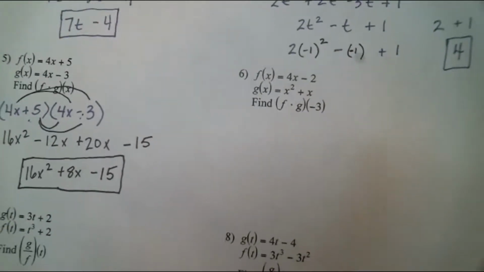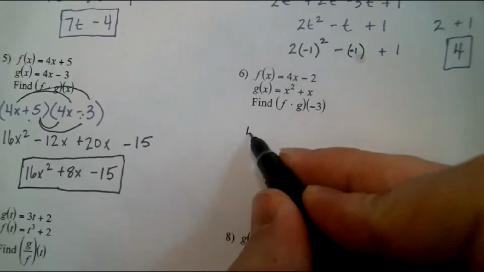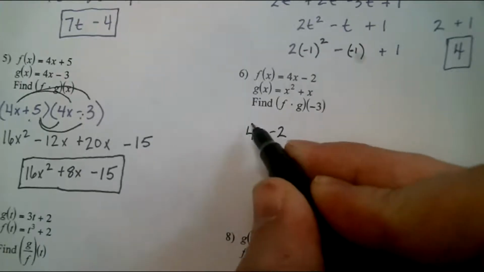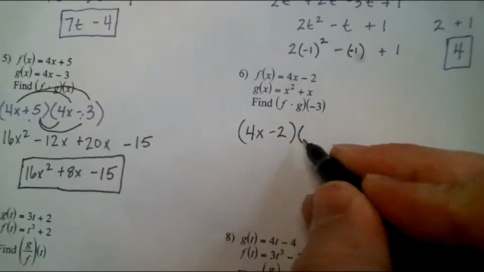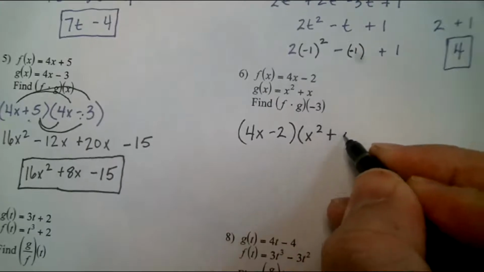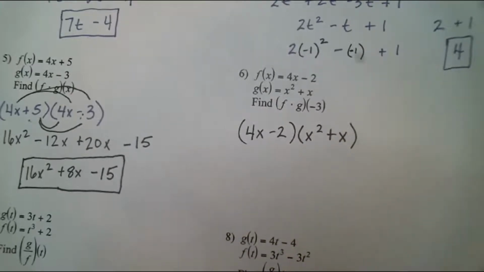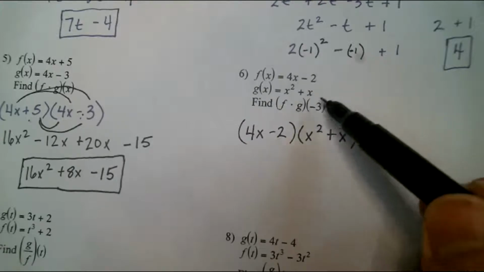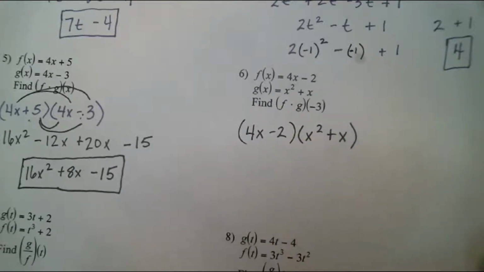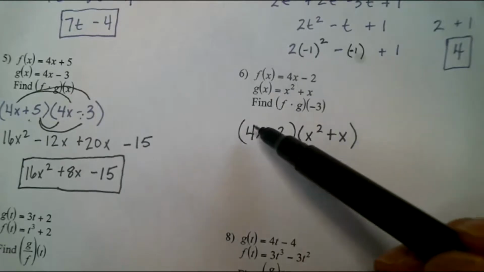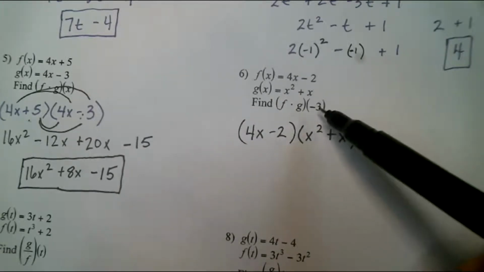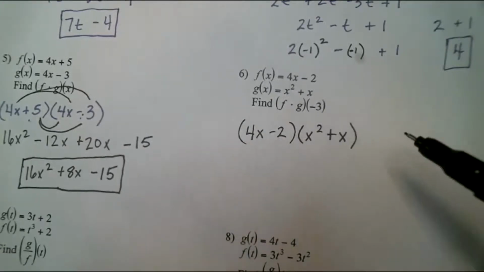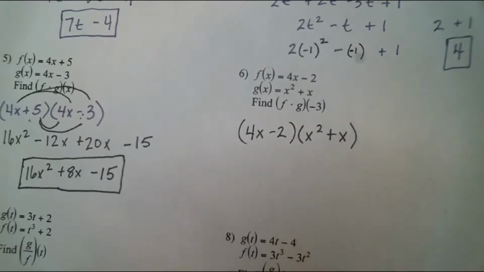Number 6. I have 4x. It's saying multiply those. 4x minus 2 times x squared plus x. Okay. Now, it says find this in terms of -3. So here's my question. Should we FOIL it right now or just go ahead and plug in -3? Type that in the chat box. What do you think?